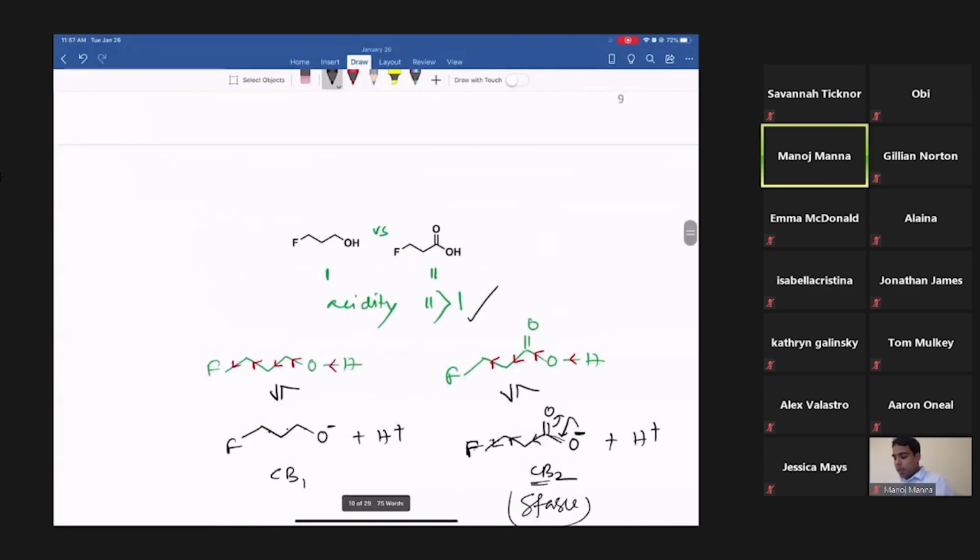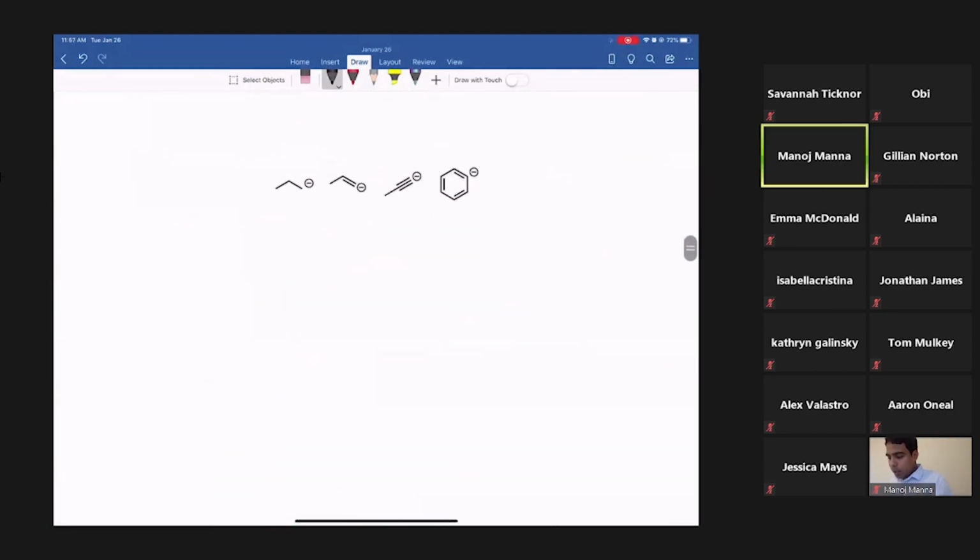So far we have discussed the major factors: element effect, hybridization, inductive effect, and resonance. How about the hybridization effect? Okay, now we want to see the hybridization effect.